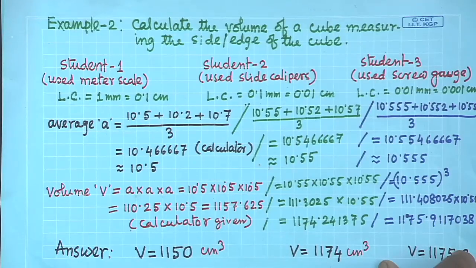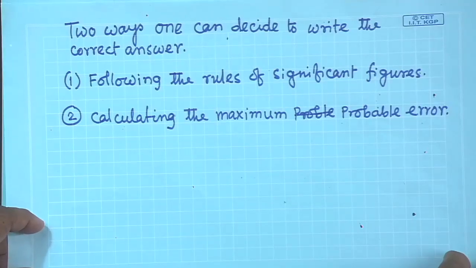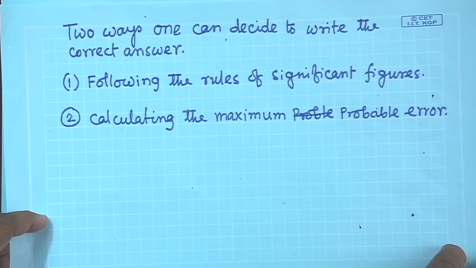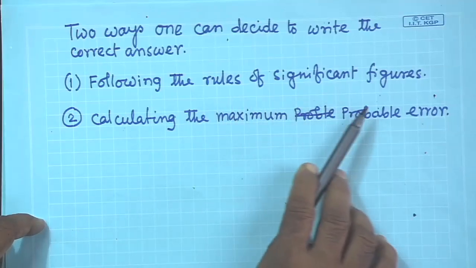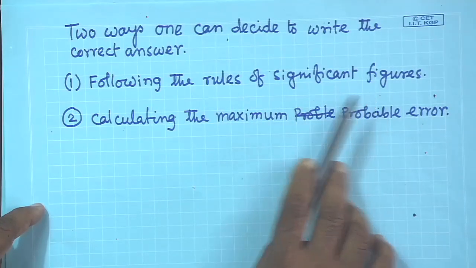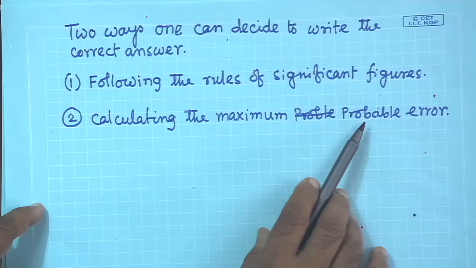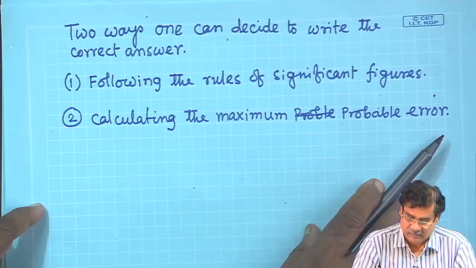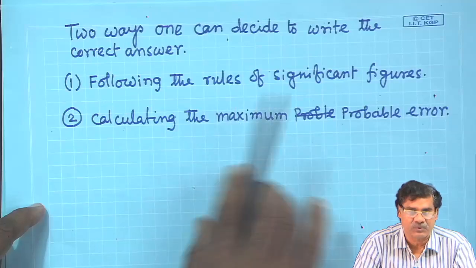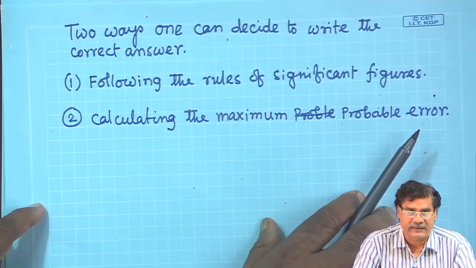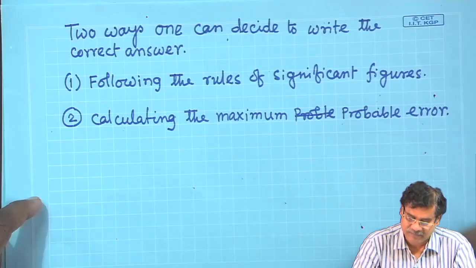As I told, there are two ways to decide how to write the correct answer. One is following the rules of significant figures, and another is calculating the maximum probable error. In fact, we need both of them to write the correct answer.